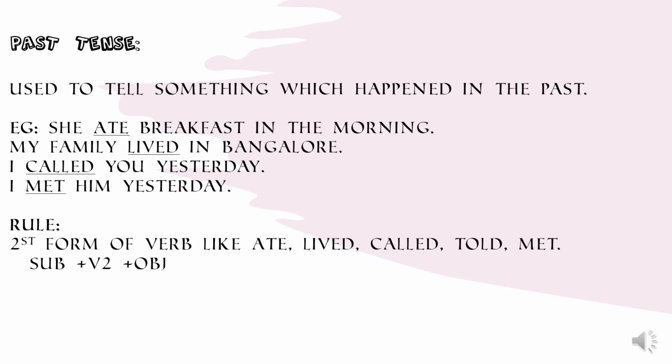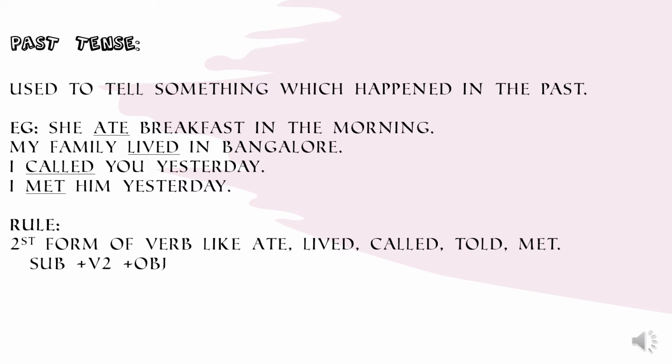Now next is the simple past tense. So what is simple past tense? Simple past tense is used to tell something which happened in the past, and past habits and actions that were completed in the past. Example, she ate breakfast in the morning. My family lived in Bangalore. I called you yesterday. I met him yesterday. These are sentences related to past tense.